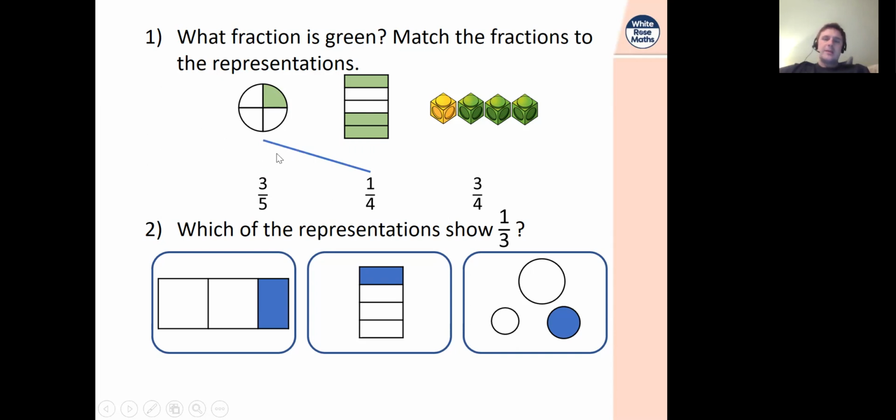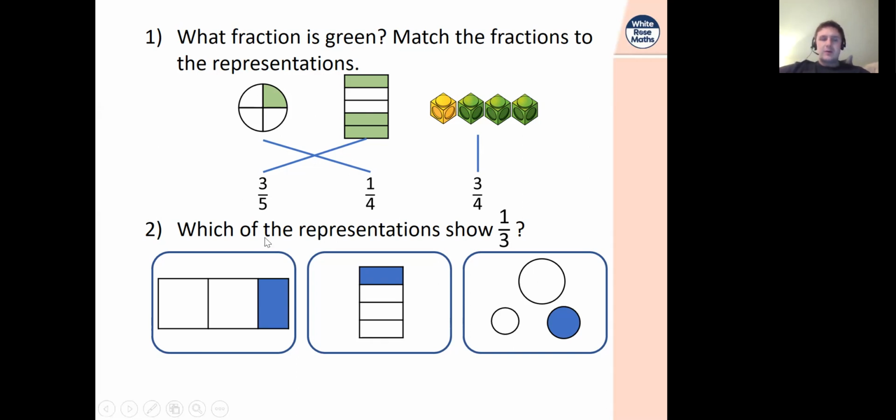Okay. In the second one, we can see that we have 5 equal parts, 3 of which are shaded in, so that's 3 out of 5. And with the third one, we've got 4 equal parts, 4 equal cubes, 3 of them are green, so that's 3 quarters. Remember, we don't say 3/4, okay, we say 3 quarters, or 3 over 4, that's absolutely fine as well.